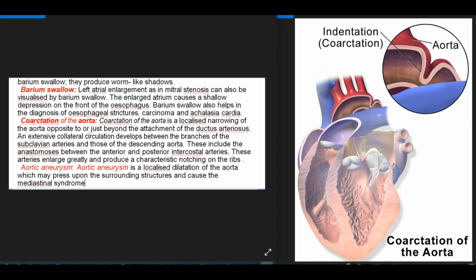Aortic aneurysm. Aortic aneurysm is a localized dilatation of the aorta which may press upon the surrounding structures and cause the mediastinal syndrome.